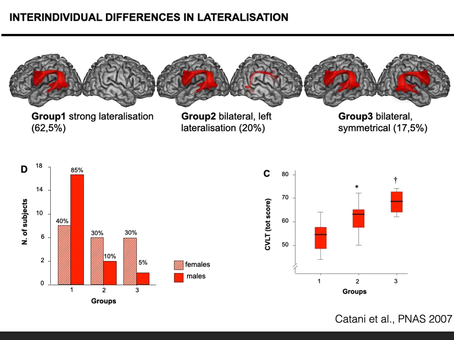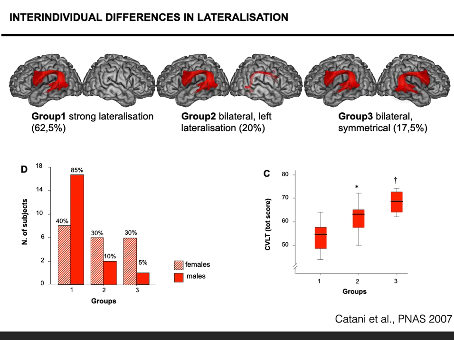And that difference is signified by the majority of us being strongly left lateralized, where it's really hard to map an arcuate in the right hemisphere, and about 40% of us with varying degrees of the arcuate fasciculus in the right hemisphere. Now, there has been shown to be a sex difference in the anatomy, whereby men tend to be in group one and women tend to be more equally distributed across the three groups.